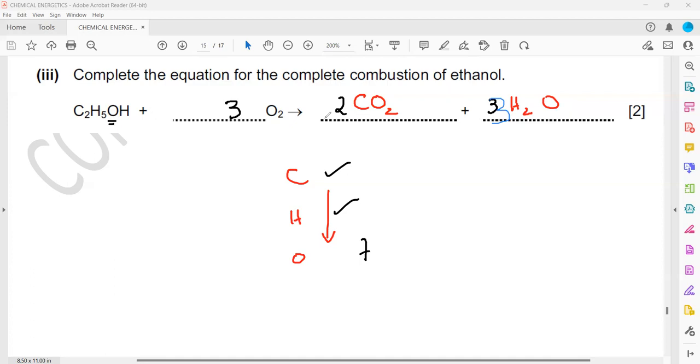So this equation is balanced in terms of carbon, hydrogen and oxygen. So first we write the product correctly. Then we start balancing with carbon followed by hydrogen and at the last oxygen.